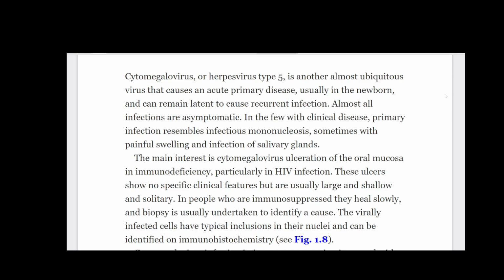These ulcers show no specific clinical features but are usually large, shallow and solitary. In people who are immunosuppressed they heal slowly, and biopsy is usually undertaken to identify a cause. The virally infected cells have typical inclusions in their nuclei and can be identified on immunohistochemistry, see Fig. 1.8. Cytomegalovirus infection in immunosuppression is treated with the acyclovir analog ganciclovir or related drugs. No treatment is required in immunocompetent adults.